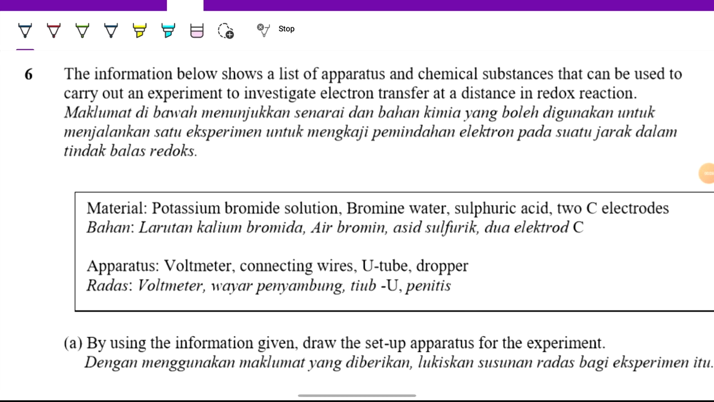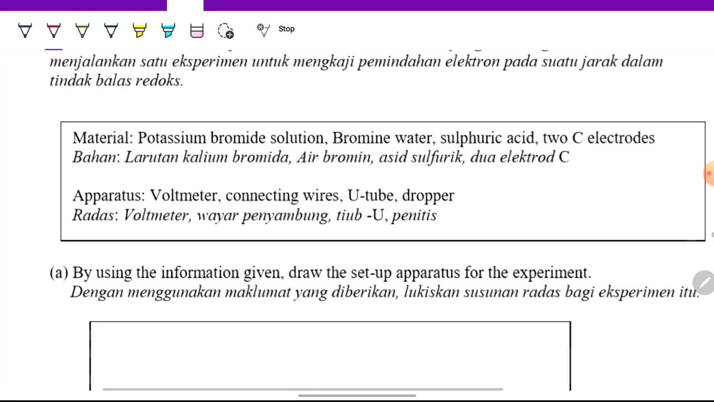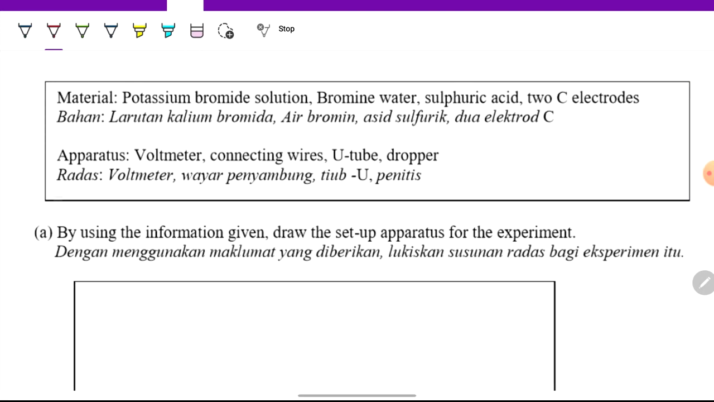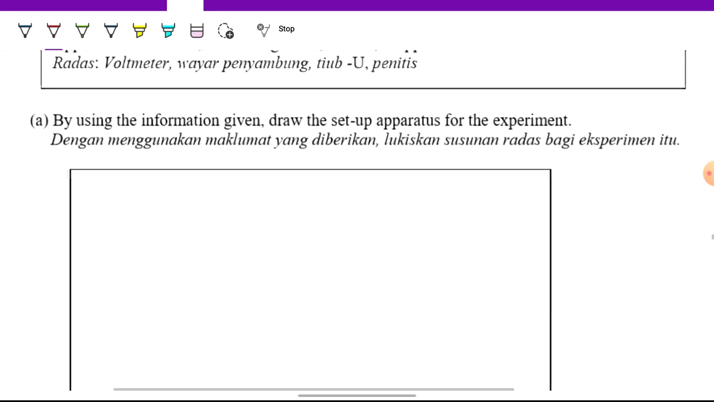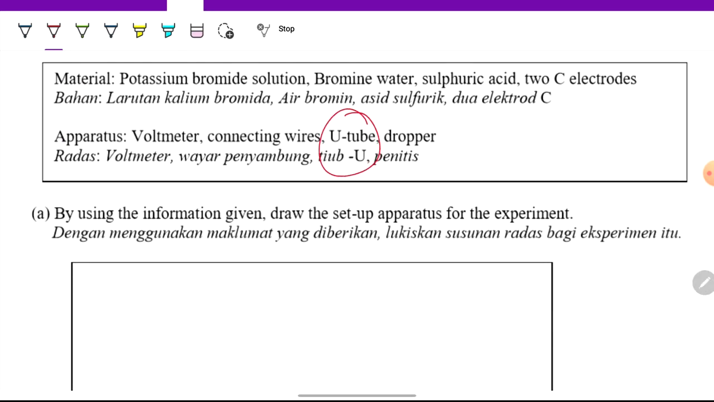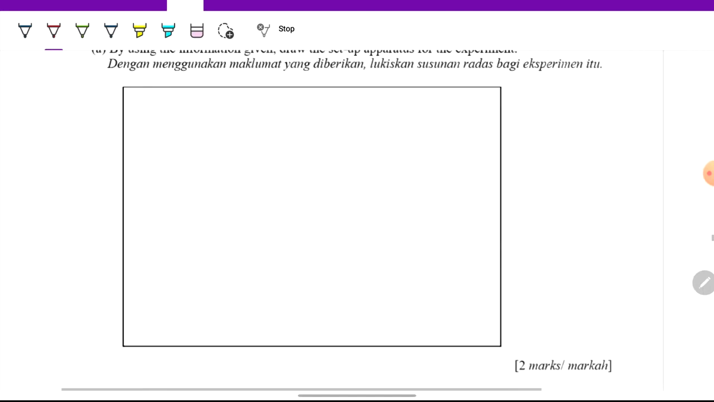Okay, question number 6. The information below shows a list of apparatus and chemical substances that can be used to carry out an experiment to investigate the electron transfer at a distance in a redox reaction. So the materials given to you are potassium bromide, bromine, sulfuric acid, 2 carbon electrodes, voltmeter, connecting wire, U-tube, and dropper. So by using the information, draw the apparatus for the reaction. So this one uses the U-tube, alright?